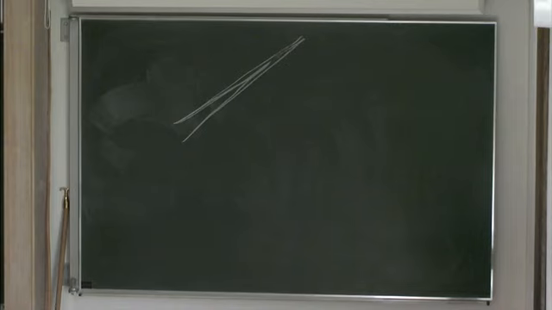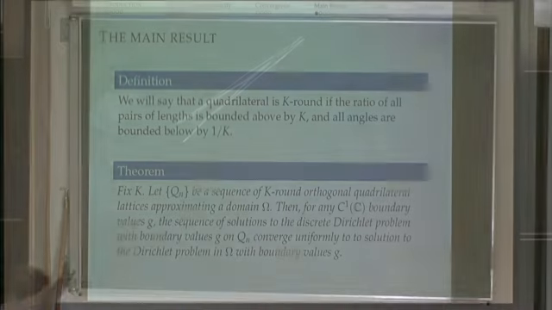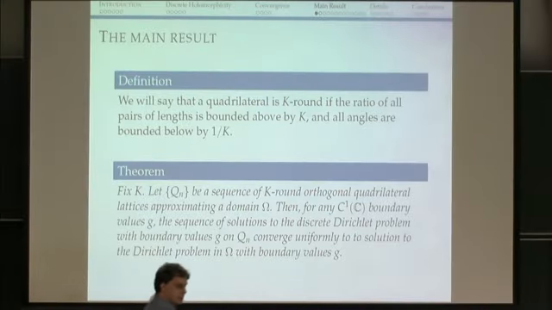All right, but if you just fix this condition of k-round, then unfortunately, for doing probabilistic work, for the proof that I'm going to give here and the theorem that I'm stating, you're going to have to fix one k for all time. So things will have to be uniformly k-round when you take your limit. And so we fix our k, and now we take our sequence of k-round orthogonal quadrilateral lattices that are approximating our domain. And we fix, as I said, some C1 boundary values, which is a C1 function on all of C. And we consider the sequence of solutions to the discrete Dirichlet problem.